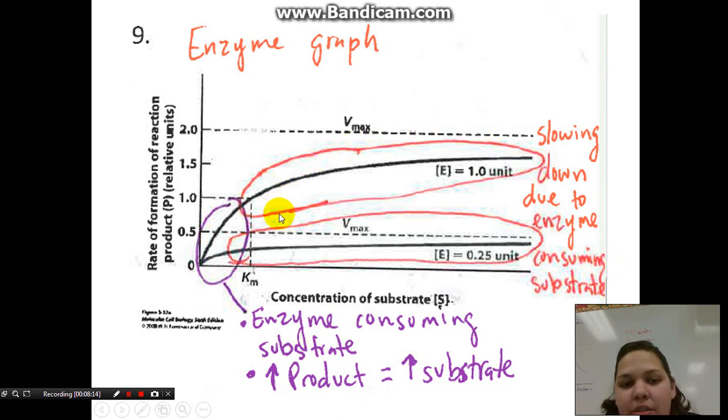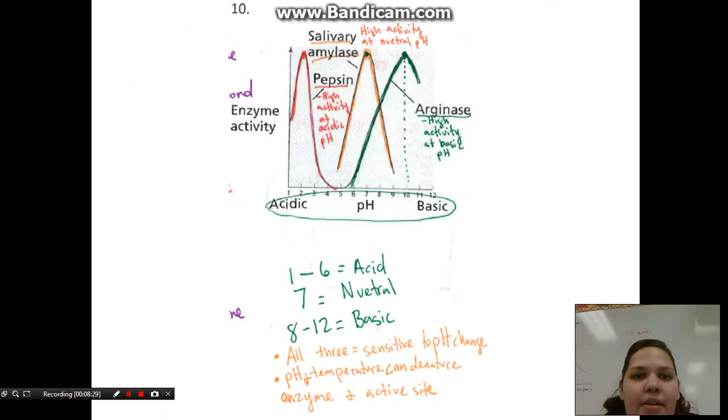Over here, you can start to see that it actually starts to slow down, and it kind of looks like it's starting to go constant. This is due to the enzyme consuming all of the substrate. At some point, if you put a set amount, it should consume all of the substrate. The last one that we have is number 10.